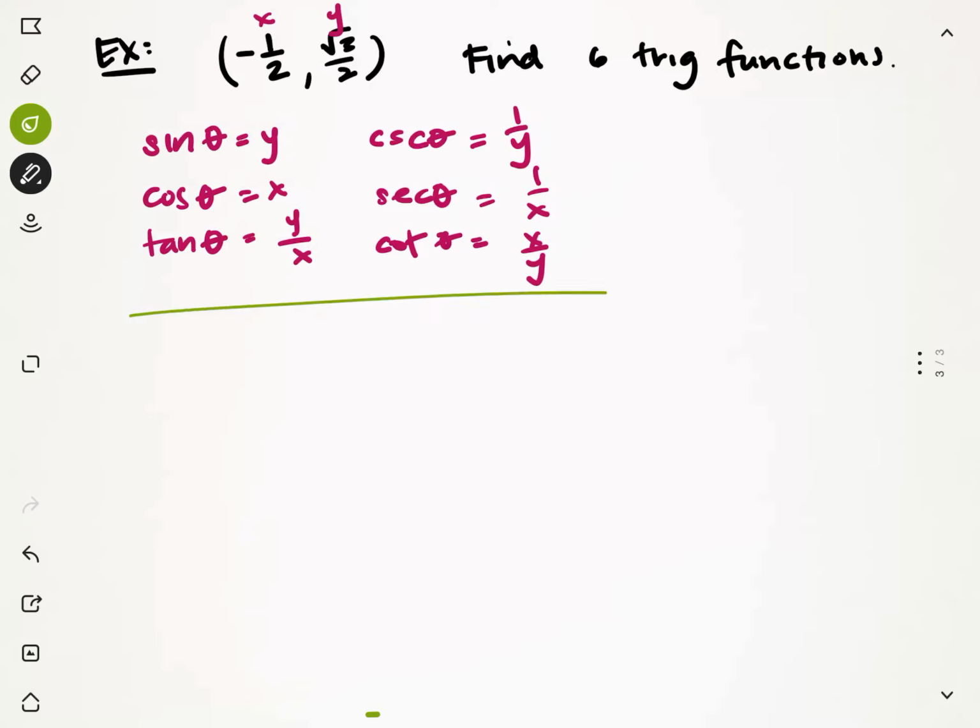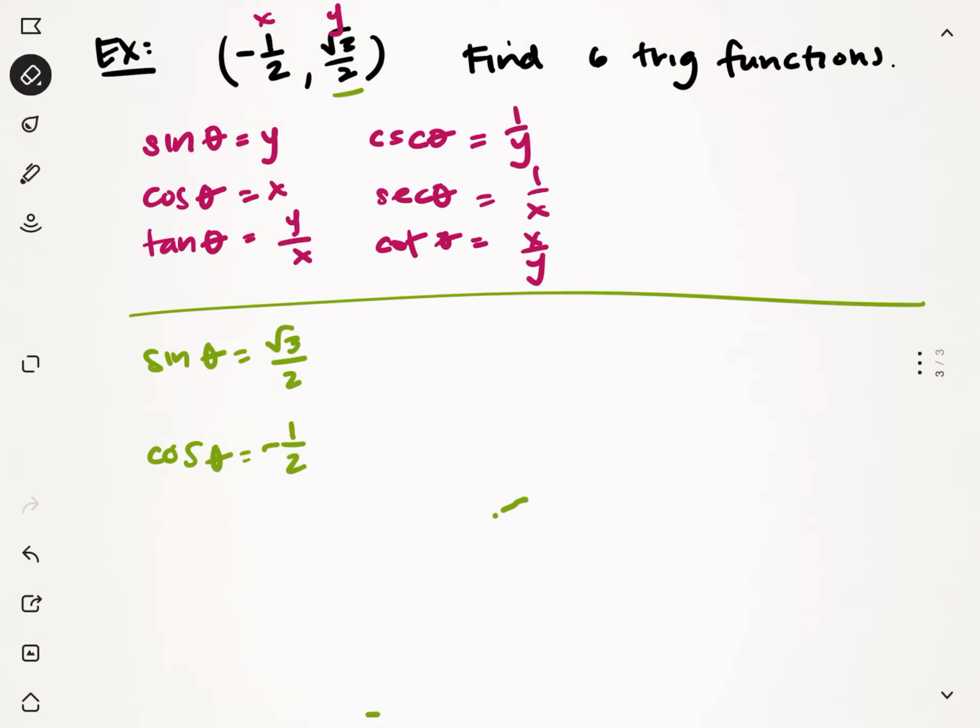Alright, so let's start finding these 6 trig functions. Sine is straightforward. Sine theta in this case is going to be our y value. That's square root of 3 over 2. Cosine theta is also pretty straightforward. It's our x value, which is -1/2. And then our tangent equals square root 3 over 2, which is our y, over our x, which is -1/2.